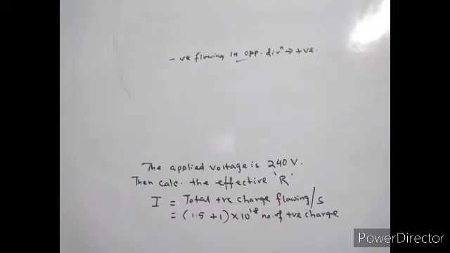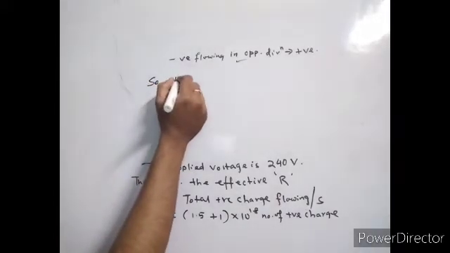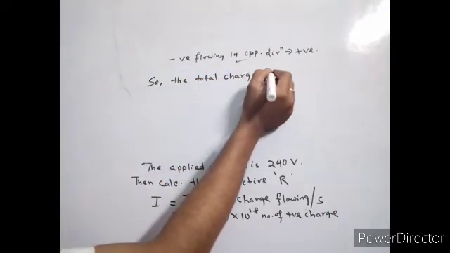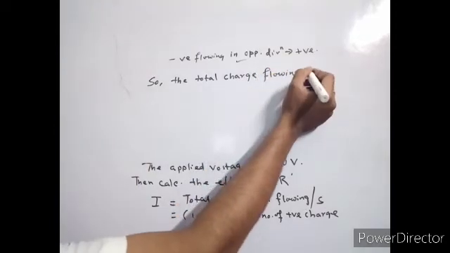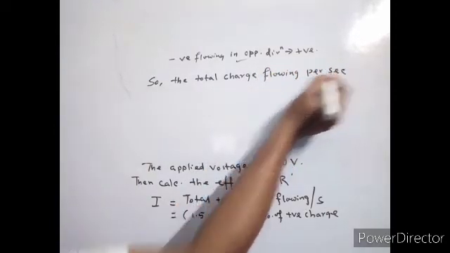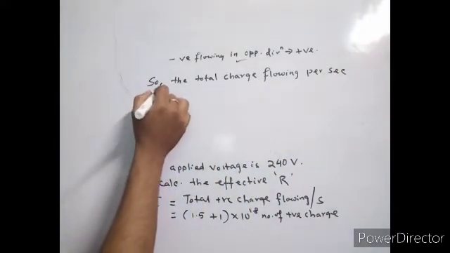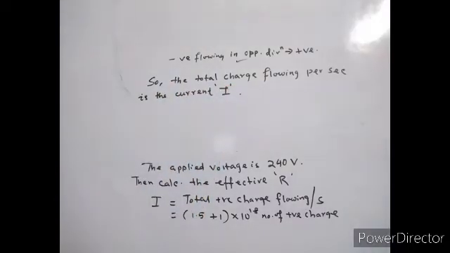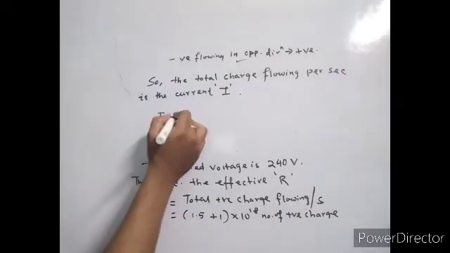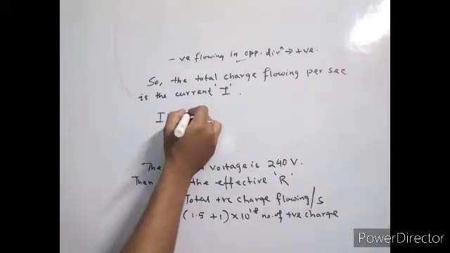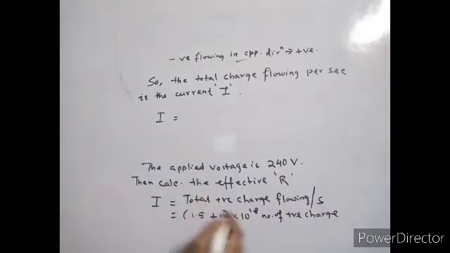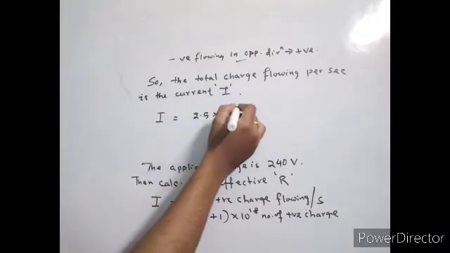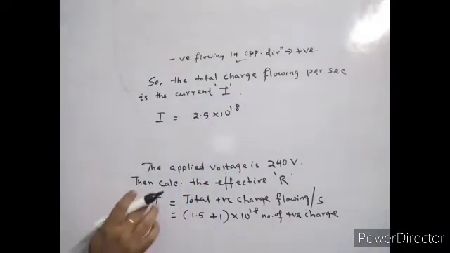Now this is the number of positive charge flowing per unit time, but obviously that is not the current. The current hasn't been obtained yet. The total charge that is flowing per second is nothing but the current. So the current I will be equal to 1.5 plus 1, that is 2.5 times 10 to the power 18.